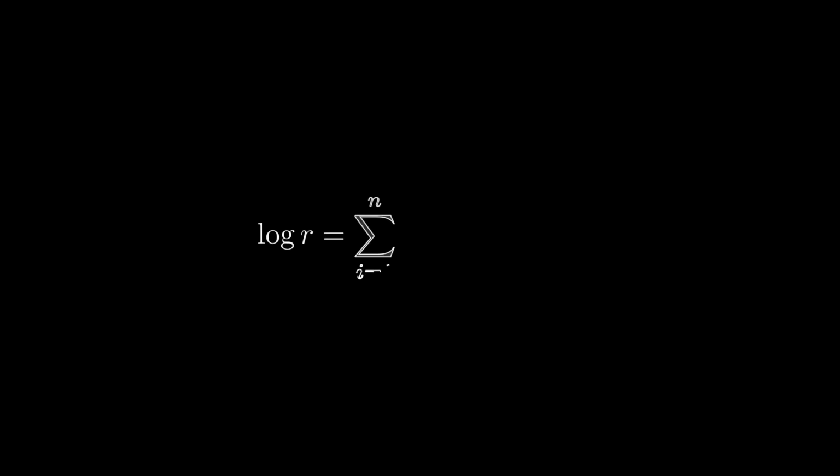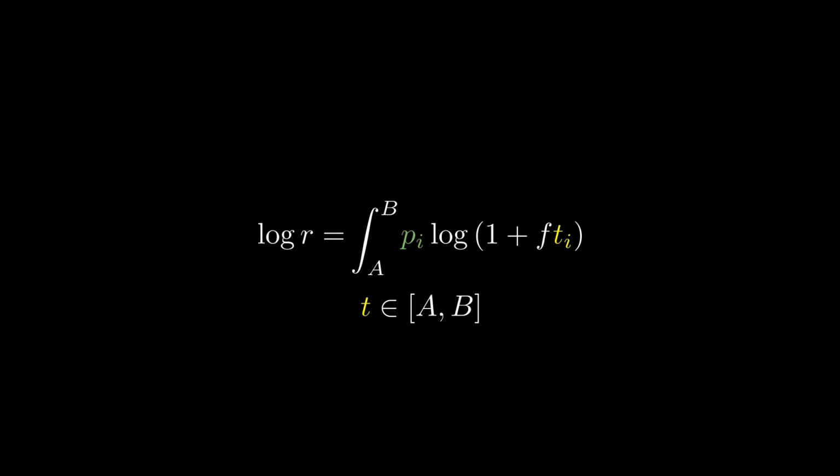In level 3, we extended the Kelly Criterion from 2 outcomes to a continuous distribution of outcomes. Assuming the outcomes are in the range from A to B, and the outcomes follow a probability distribution function P of t, the log return is the integral from A to B of P of t times log(1 + ft) dt. We take the derivative, set it equal to 0, and solve for f.